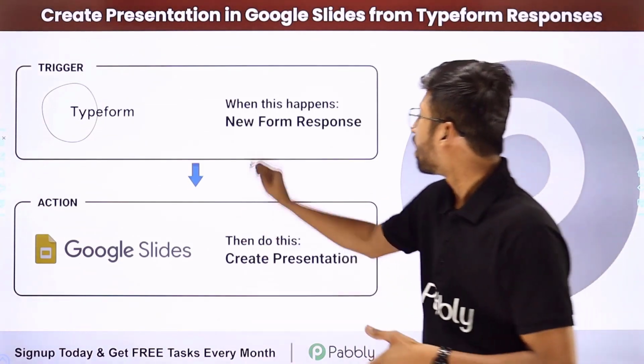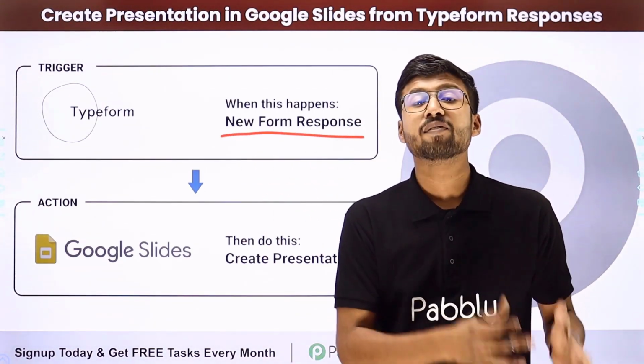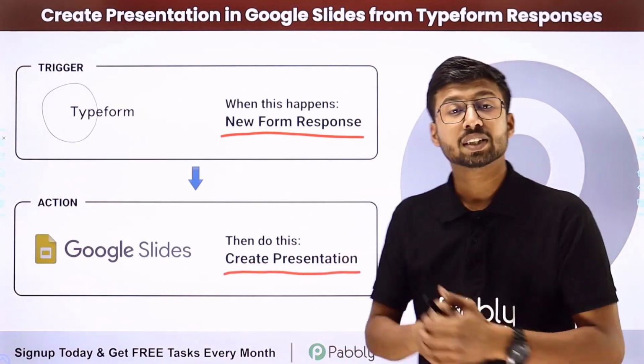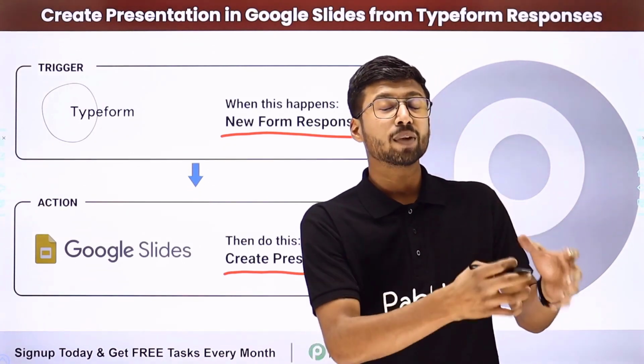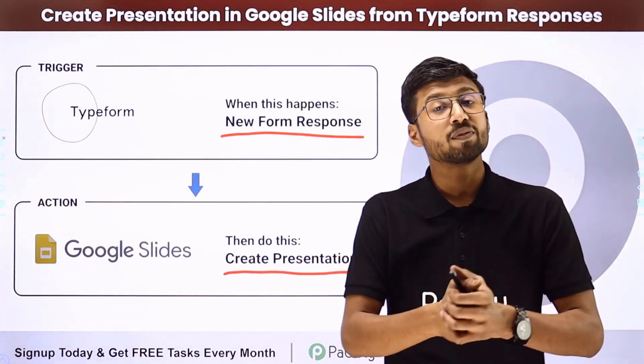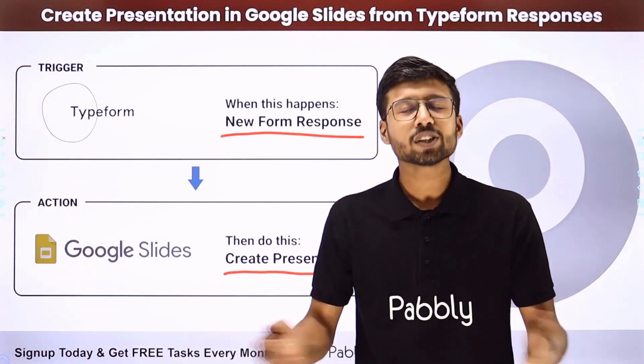In this automation, whenever we receive a new form response in Typeform, automatically with the same details, we are going to create a new presentation in Google Slides. In Google Slides, we already have a template, and in that template, we are going to put the form responses which we receive from Typeform. So if you want to know how you can set up this automation, you just have to come with me to my screen.